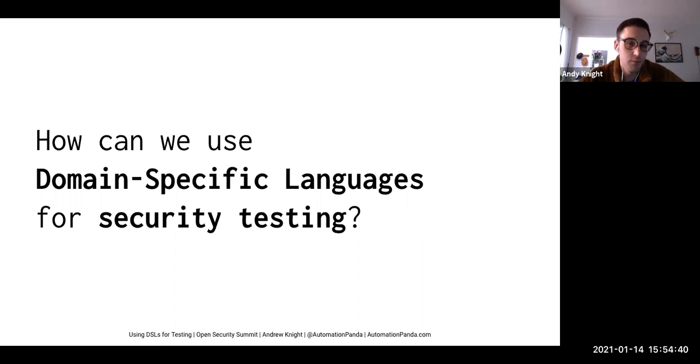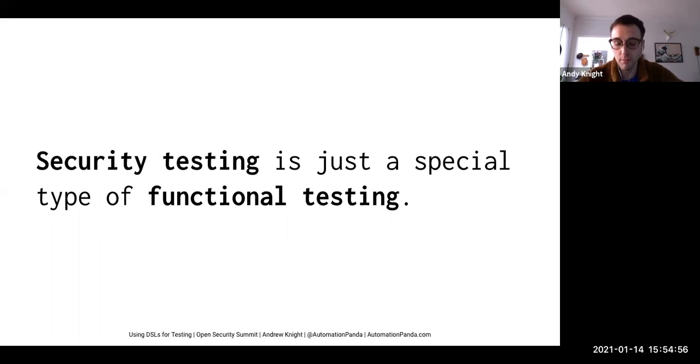So in the few minutes I have left, what I want to do is pivot now. I've shared my story about why DSLs are great, but I want to come back to our original question. How can we use domain-specific languages for security testing? What we've got to remember is that security testing is just a special type of functional testing. You do something, you make sure it works. So we could use something like Gherkin or a similar type of DSL to automate security type tests.